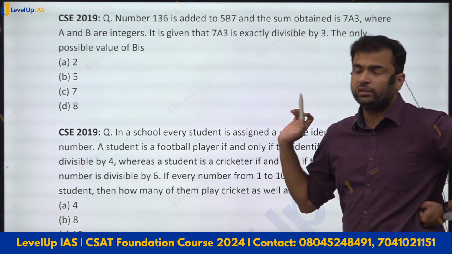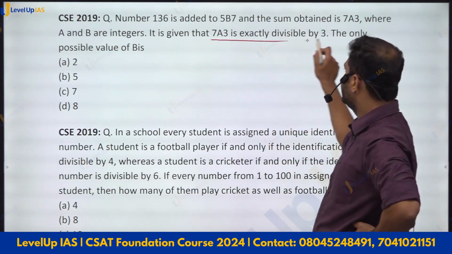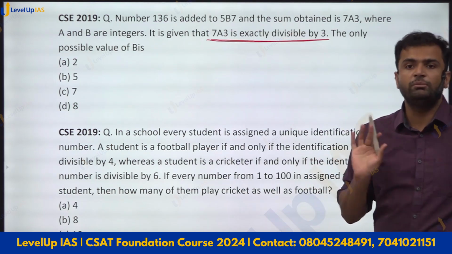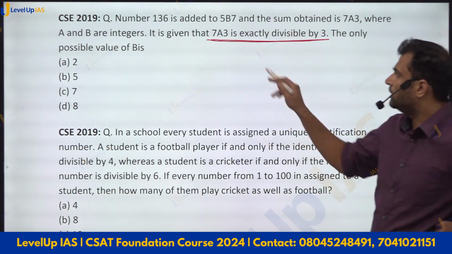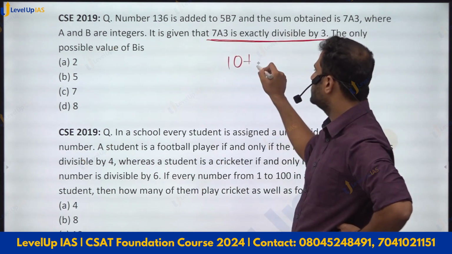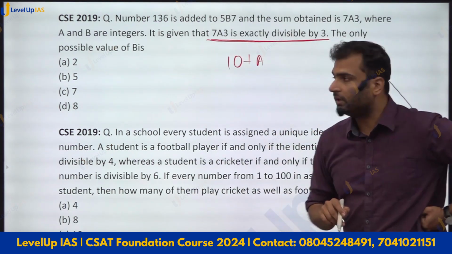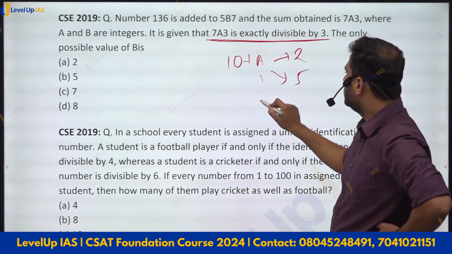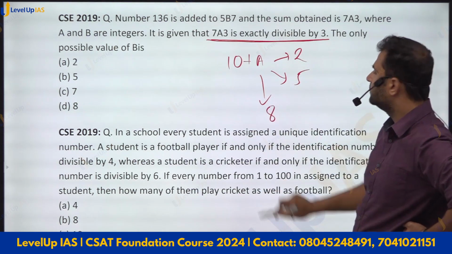Now what is given? That this 7a3 is exactly divisible by 3. Using the divisibility test of 3. What is the divisibility test of 3? That the sum of the digits should be divisible by 3. What is the sum of the digits? This is 10 plus a. For it to be divisible by 3, a can be 2, a can be 5, a can be 8, right?